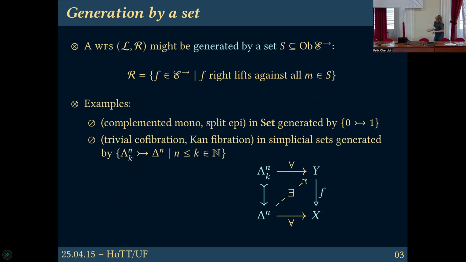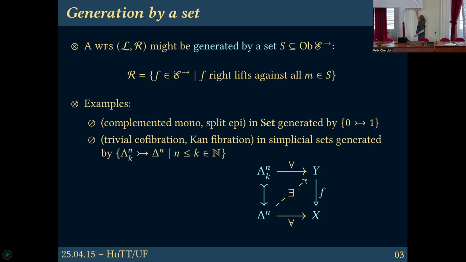Now, in the wild, a lot of weak factorization systems are generated by a set of left maps. That means that if I want to test if something is in the right class, I don't have to test whether it lifts against everything in my left class. I can just test if it lifts against the maps in this small set S, which will be a subset of L. For example, one of these complemented monomorphism, split epimorphism factorization systems, the one in the category of sets, is generated by just one map, the map from the empty set into the one element set.